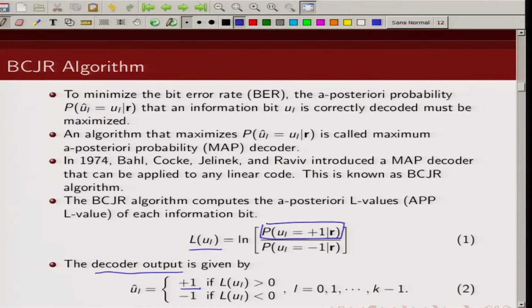We are now going to talk about how to compute these terms in the computation of the APP value, and how we can exploit the structure of the trellis of the convolutional encoder to simplify this expression.